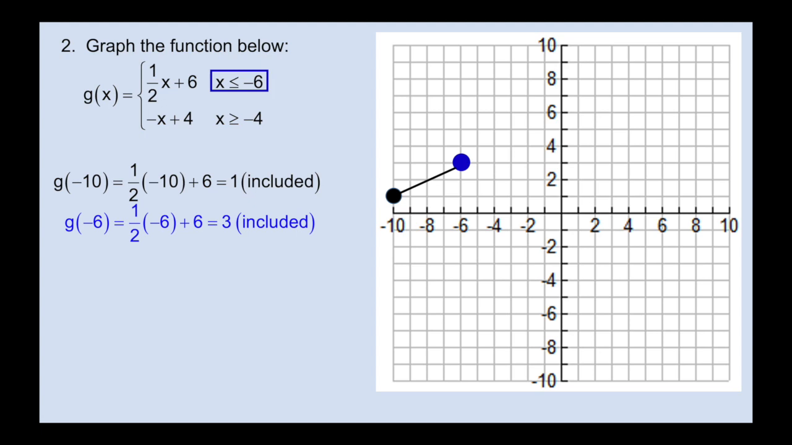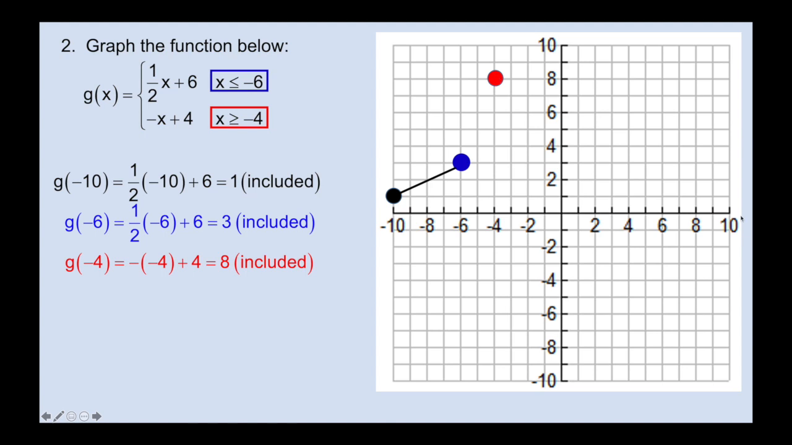Next, I'm going to start at -4. When I plug that in, I've got the absolute value of -4, which is +4. 4 plus 4 is going to be 8, and once again, it's an equal sign, so it's going to be included, therefore, in a closed circle. So that's going to be here.